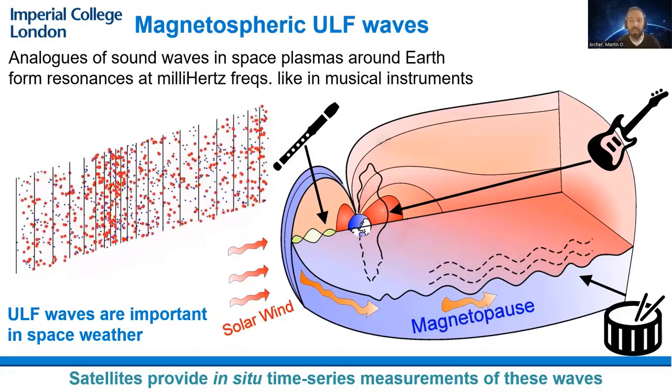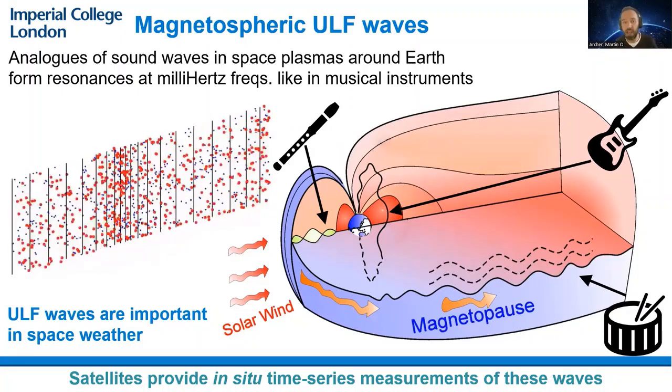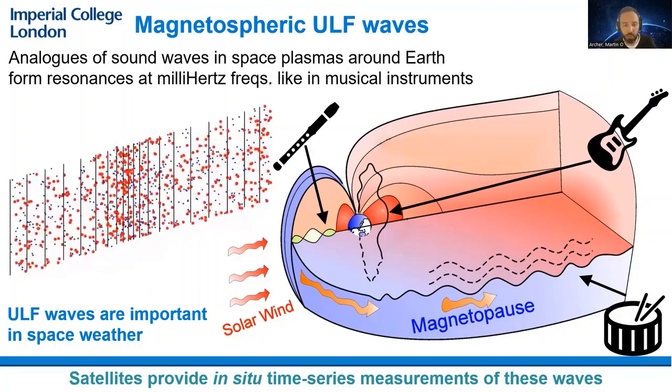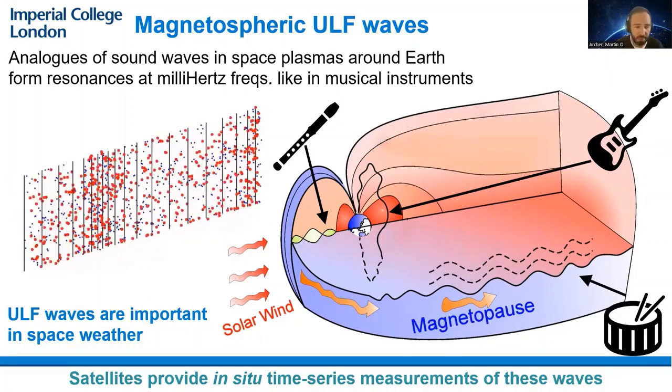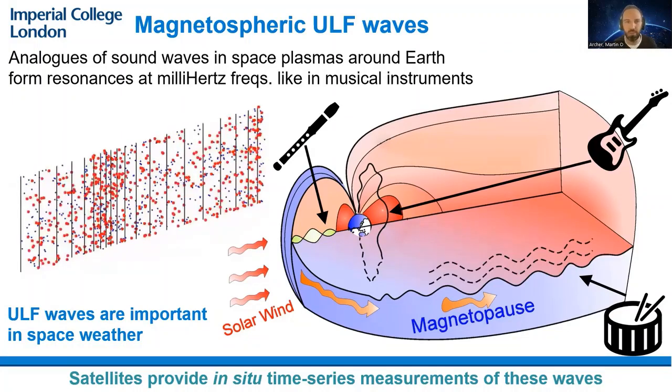And we can think of our magnetosphere as a giant magnetic musical instrument, and one which is actually very important for space weather, which is why we study it. And the way we actually do that studying is usually through satellites that provide in situ measurements of the perturbations associated with these waves, which we then see as time series measurements.